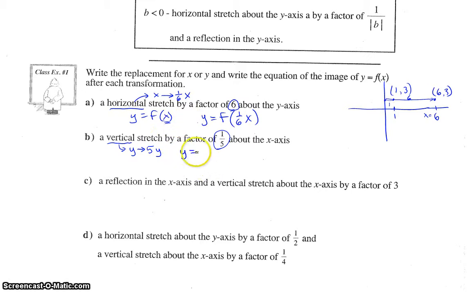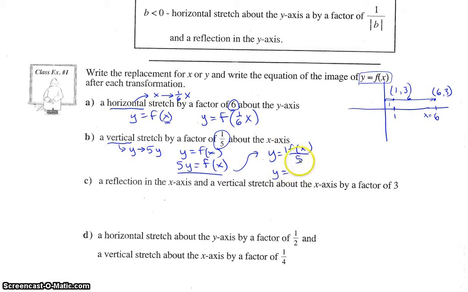So if we write that, here's our old equation. Scoop y out, put in 5y, and there's our new equation right there. Now, sometimes they would like you to isolate for y. Up here they said write the equation of the image of y equals f of x after each transformation. They didn't really specify y equals, but if you did that, you would have to divide both sides by 5, which means you'd have like f of x over 5. Now, we don't usually write it like that, so what we would do, pretend there's a 1 in front of your f of x.